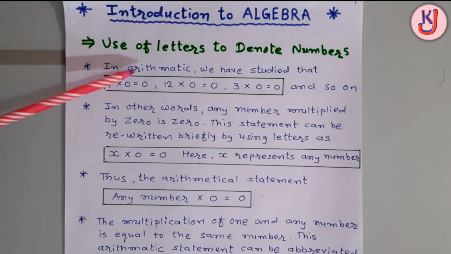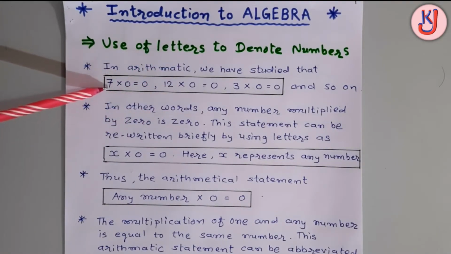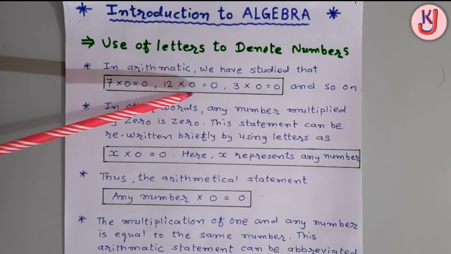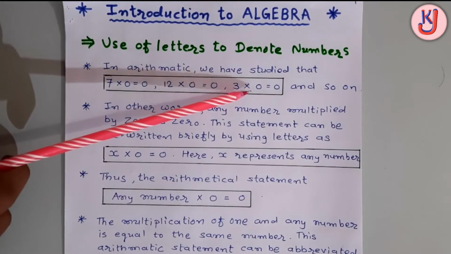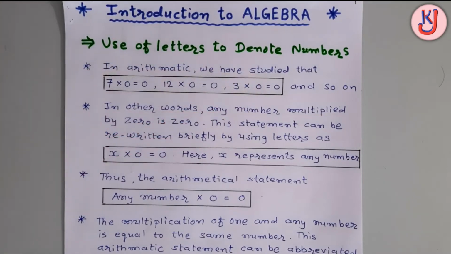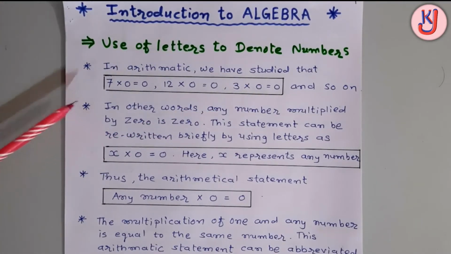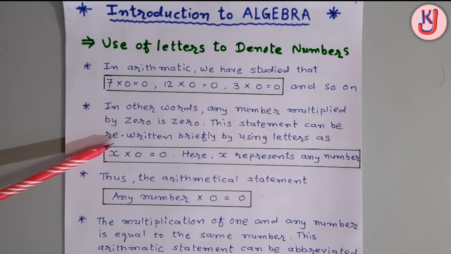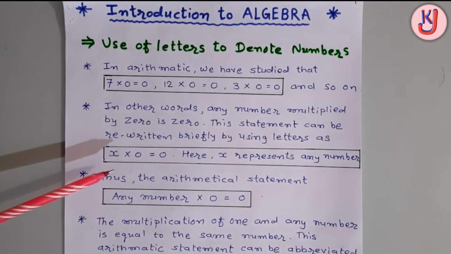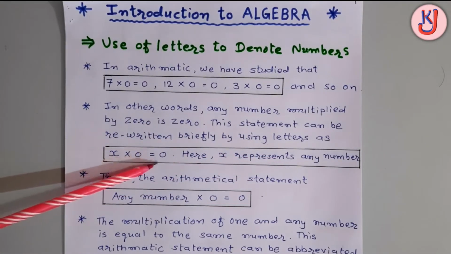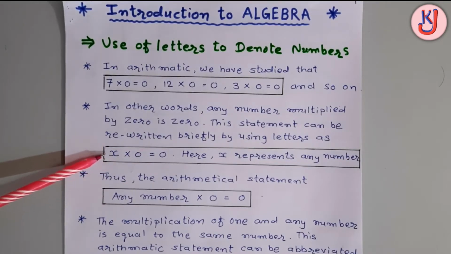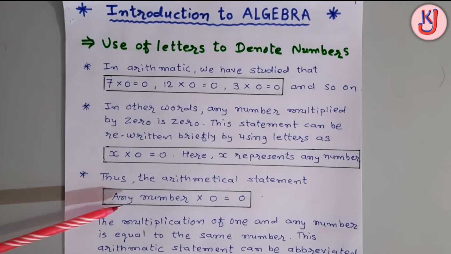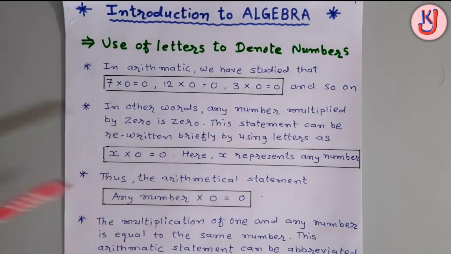Friends, in arithmetic we have studied that 7 multiplied with 0 is equal to 0. In the same way, 12 multiplied by 0, the answer will be 0, and 3 multiplied by 0, the answer will be 0, and so on. In other words, any number multiplied by 0 is 0. This statement can be rewritten briefly by using a letter as x into 0 is equal to 0. Here x represents any number. Thus, the arithmetical statement: any number multiplied with 0 is equal to 0.